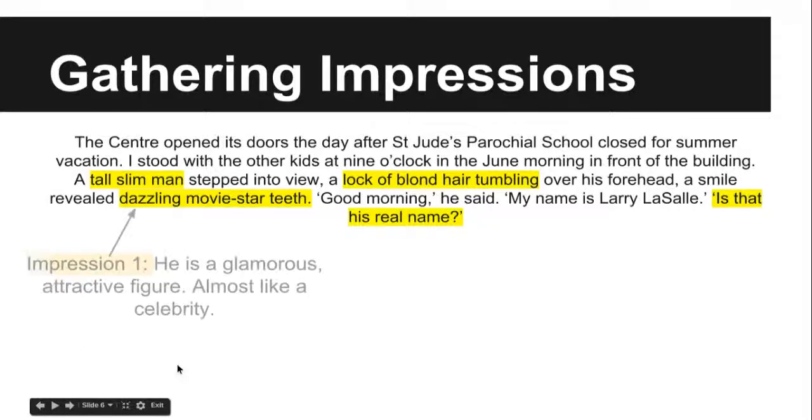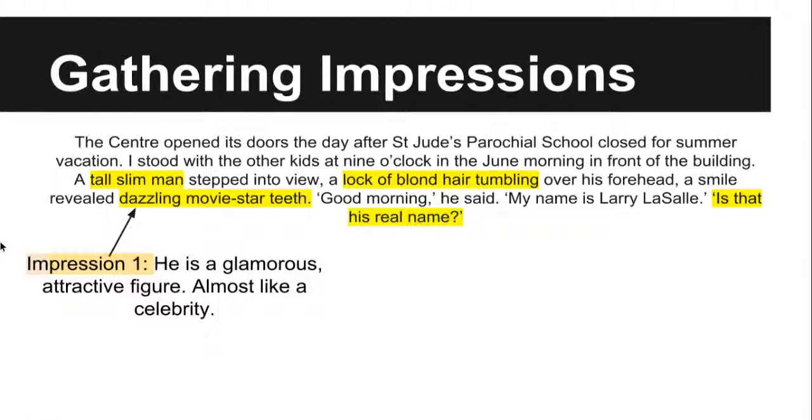So first of all, I'm going to look at this quotation that says he's got dazzling movie star teeth. Well, my first impression of that is that he seems almost glamorous. He's clearly an attractive figure. We've got the quotation, tall, slim man and blonde hair tumbling over his forehead to back that up. But the fact that he's got movie star teeth almost seems to imply that he's like a celebrity, he's like a movie star. And the word dazzling, he's almost hypnotic. There's something powerful about him. So there's lots of impressions there that I get from that evidence.